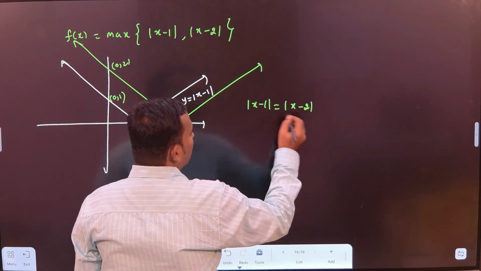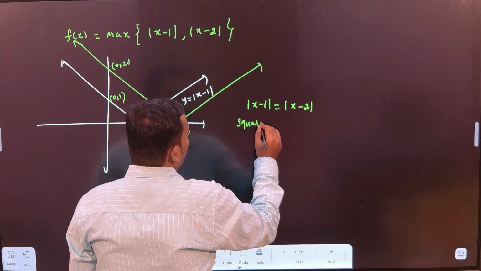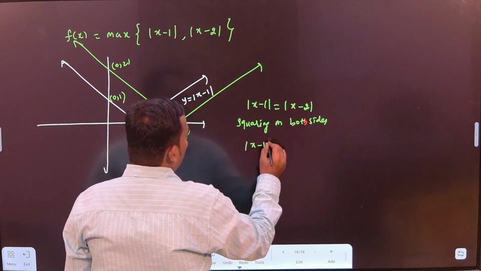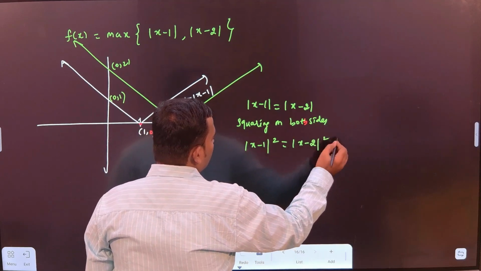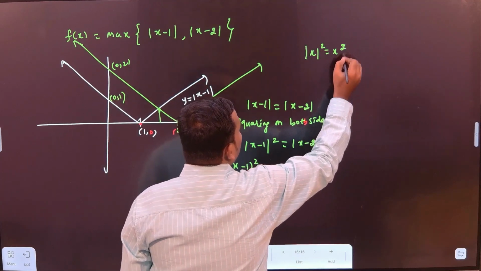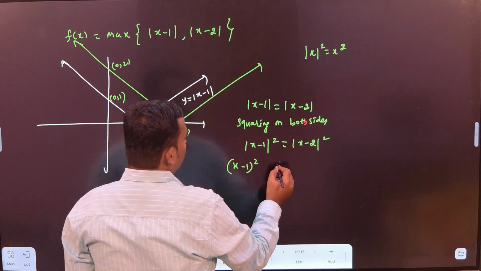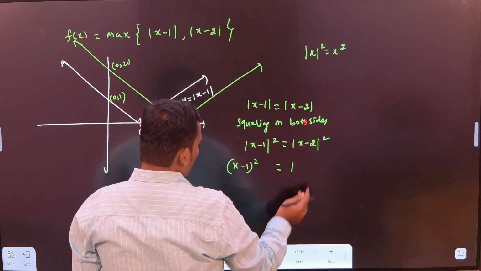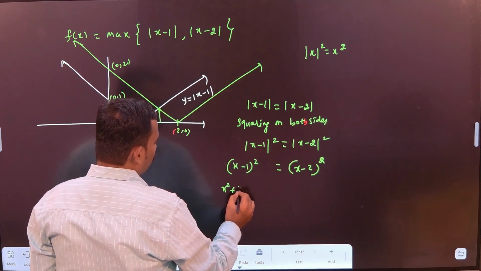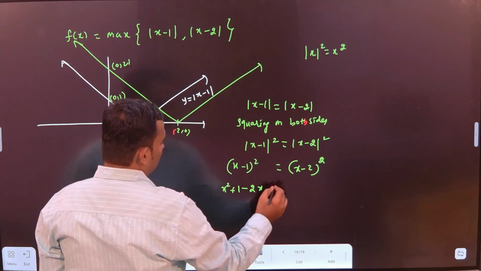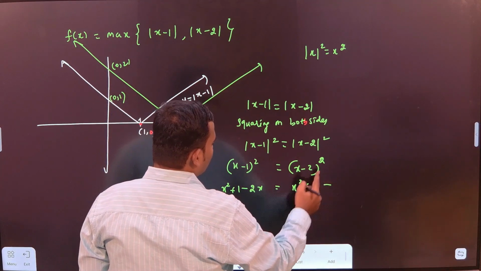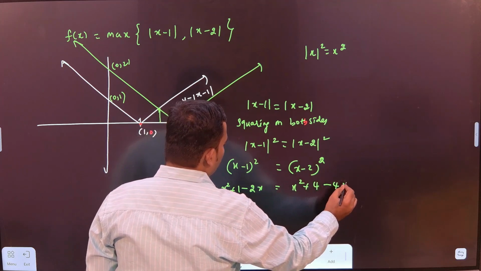Mod x minus 1 equals mod x minus 2. You can square on both sides. What will we get? Mod x minus 1 whole square is equal to mod x minus 2 whole square. You know that mod x whole square is equal to x square, right? So this is x minus 1 whole square equal to x minus 2 whole square. So x square plus 1 minus 2x, using the a minus b whole square formula, equals x square plus 4 minus 2 into 2 into x, that is 4x, right?